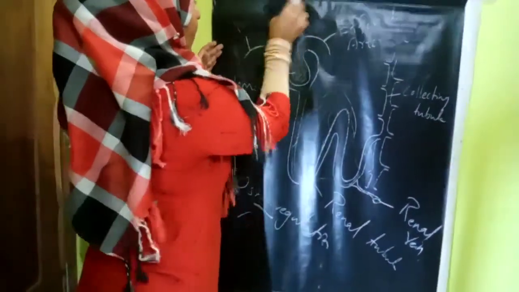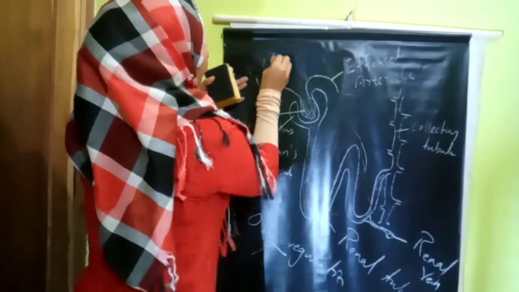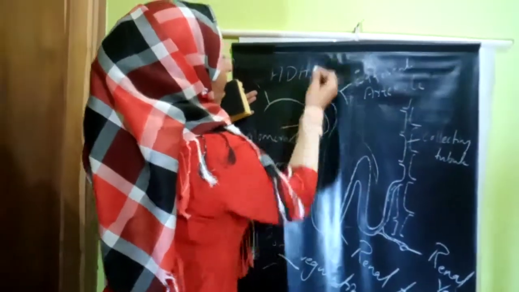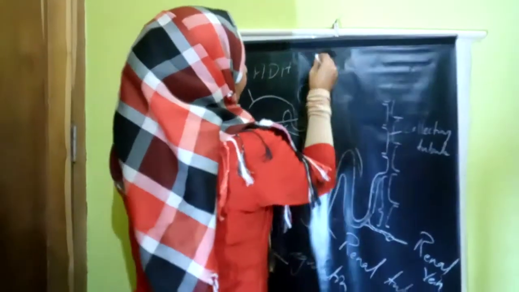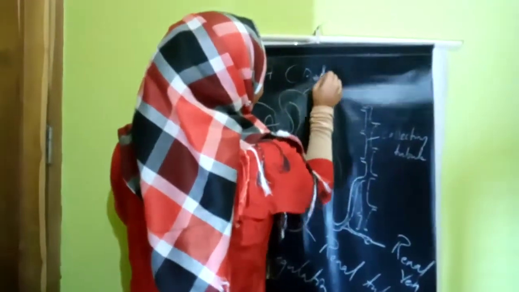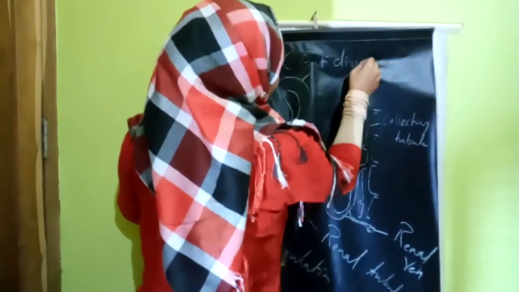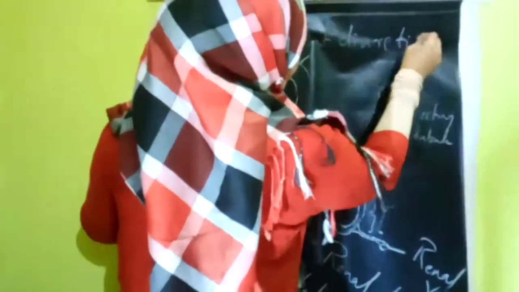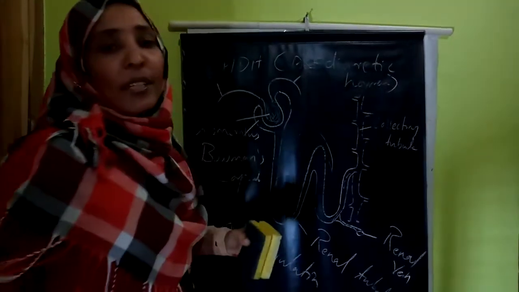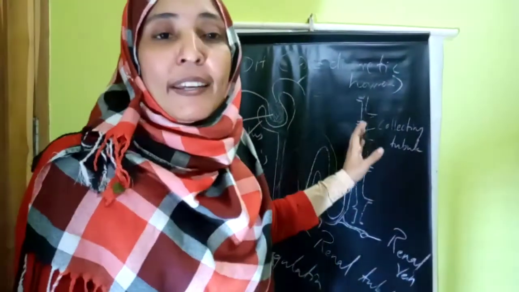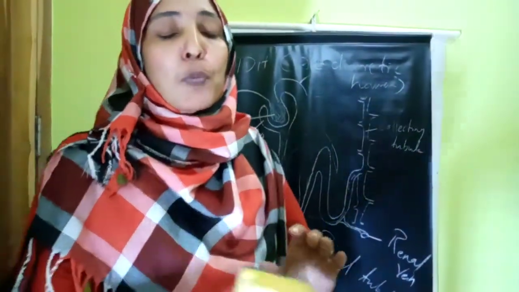ADH is the hormone, anti-diuretic hormone. Along with the combined action of the kidney and ADH, this process of osmoregulation happens.